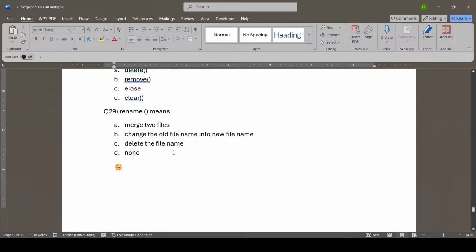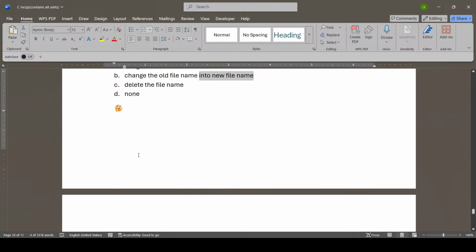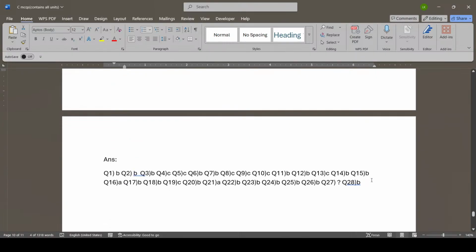29 number. So whenever we talk about rename, as the name says, rename the file. So the answer is we have one old file name and we have to convert that into a new file name. And obviously it accepts two arguments, the old name, a comma, and the new name. So the answer is B, 29B. Now I'm going to write the next question here.